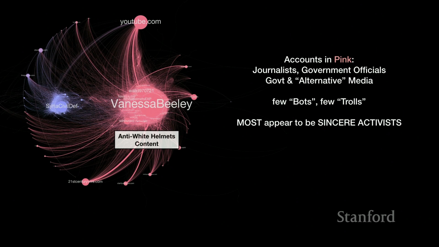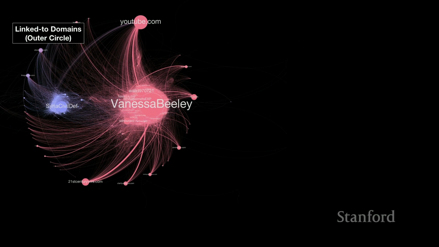All right, so switching a little bit to a different part of the structure of what's happening here. Around the outside of this graph is actually a different kind of node. These are web domains or websites that are linked to from the tweets shared by accounts in the center part of the graph. These domains are sized relative to the number of tweets that link to each, and they're colored according to the proportion of tweets coming from the red and blue sides of the graph.